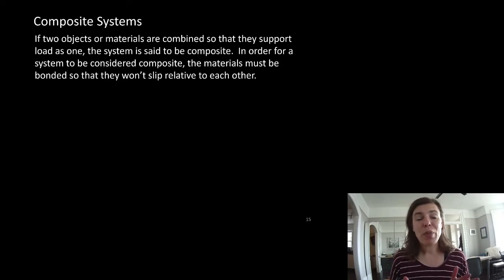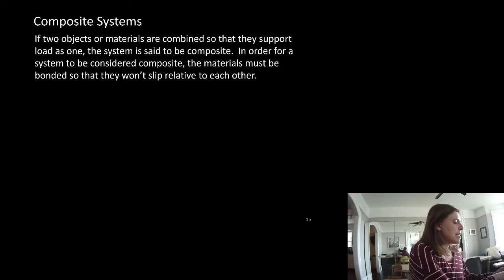So now we can talk about the fun part. We're going to talk about composite systems now. If two objects or materials are combined so that they support loads as one, the system is said to be composite. In order for a system to be considered composite, the materials must be bonded so that they won't slip relative to each other.